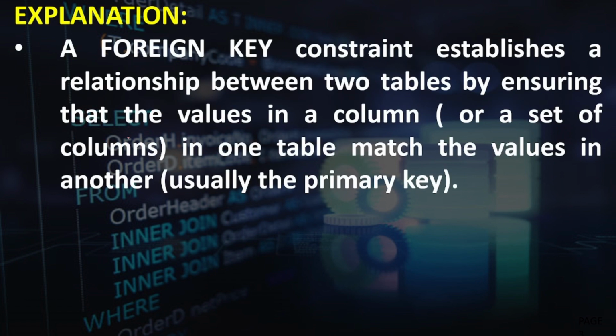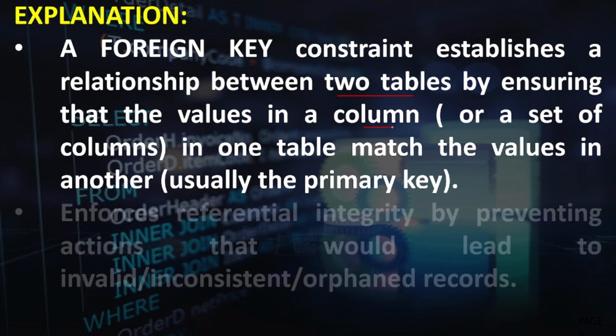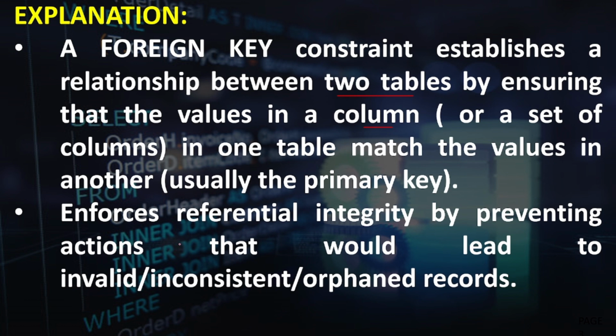So let's try to understand and explore all of these. First of all, let's understand the foreign key constraint. A foreign key constraint establishes a relationship between two tables by ensuring that the value in a column of the first table matches the value in a column of the second table. I have already explained in many of my videos that there are different keys. A primary key is a unique key in one table, and if it becomes part of another table, then it is called a foreign key there. It also enforces referential integrity, preventing actions that would lead to invalid, inconsistent, or orphaned records.